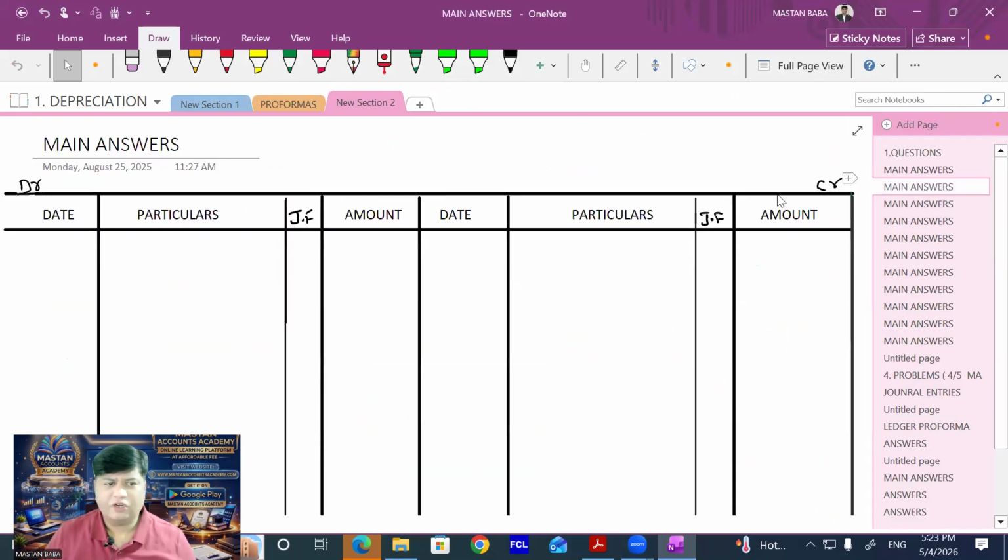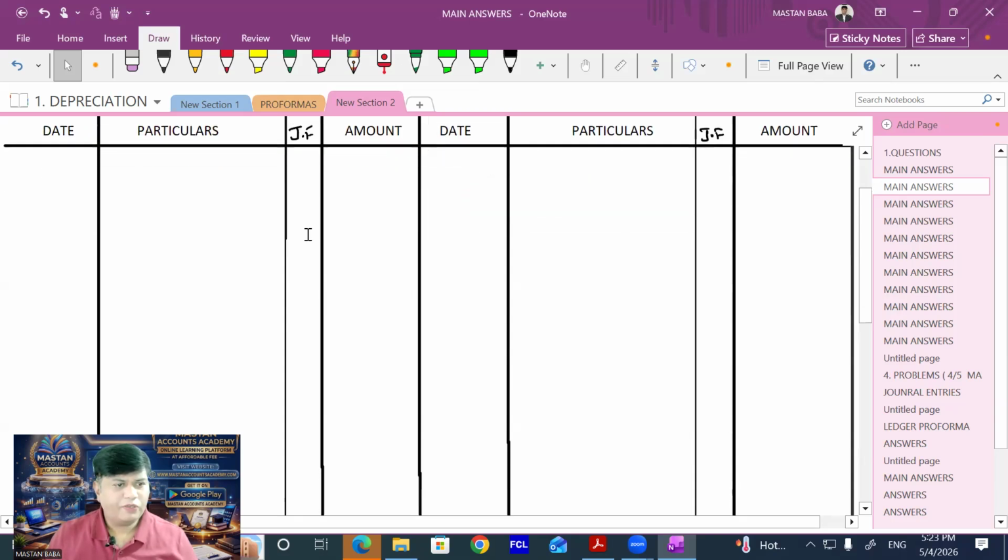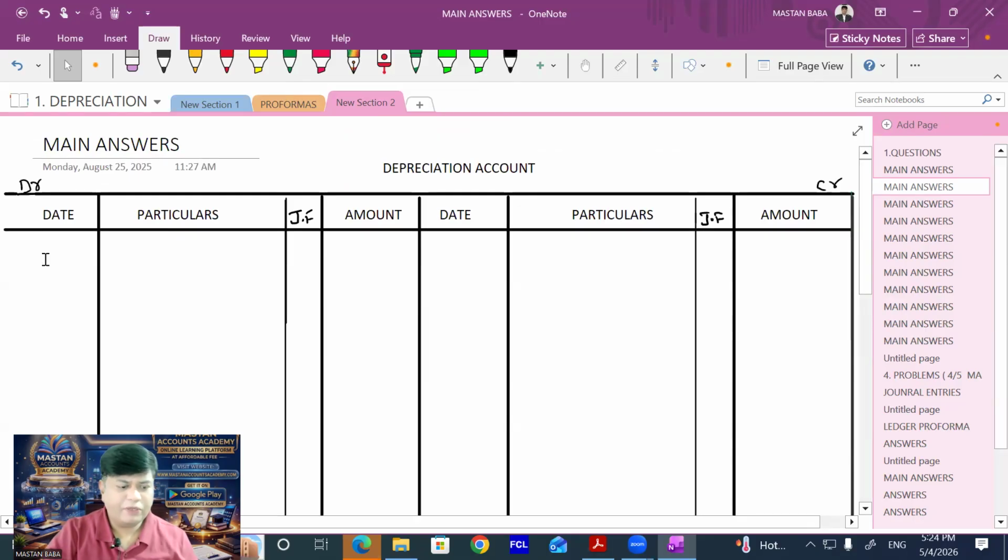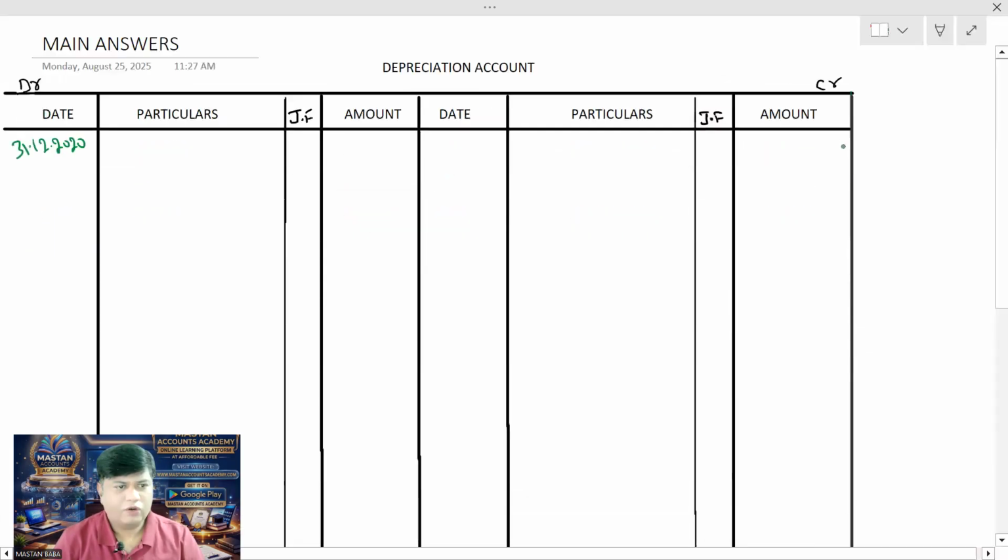So we'll go for the depreciation account now, dear students. Depreciation account. How to prepare the depreciation account? Depreciation is always calculated at the end of the year. So 31/12/2020. On which asset have we charged the depreciation? We have charged the depreciation on plant. So write it to plant account.